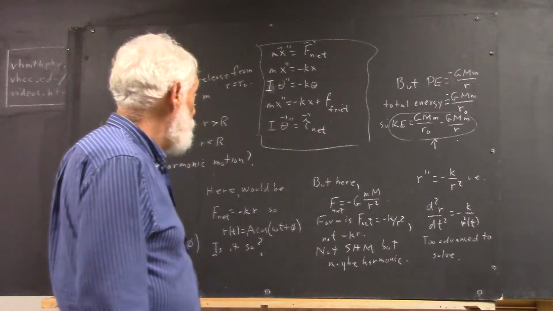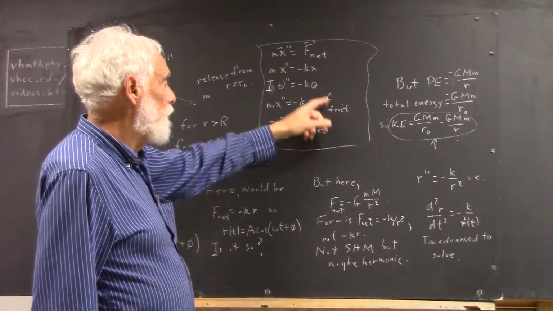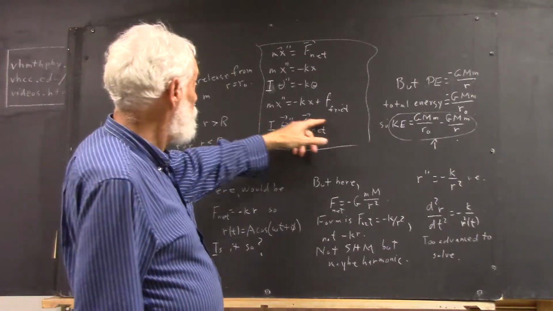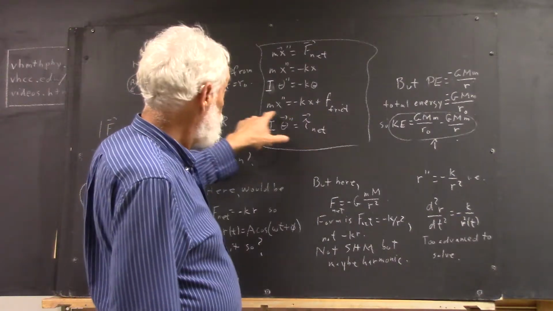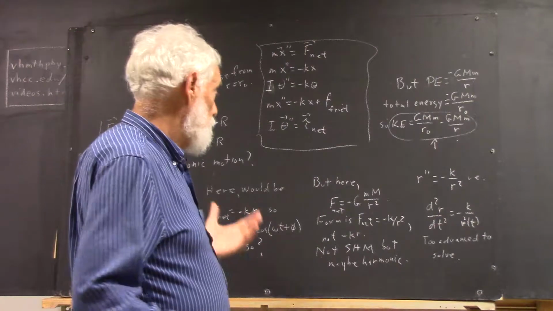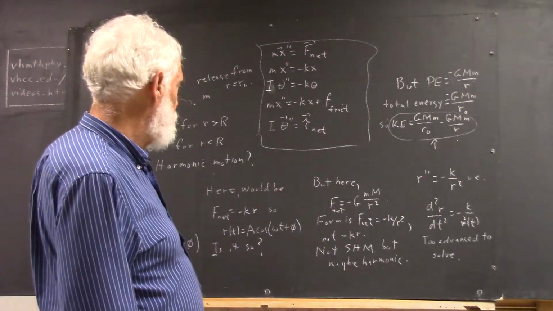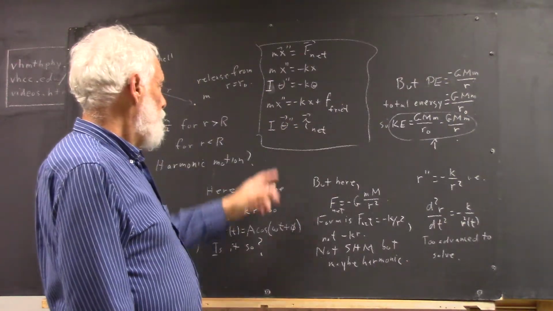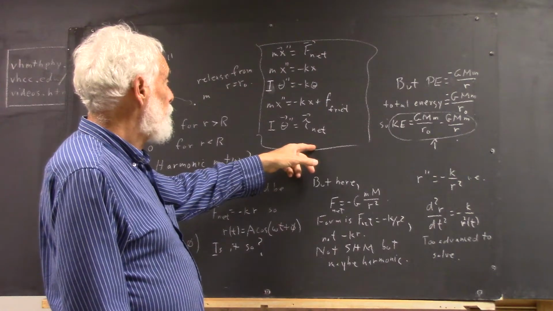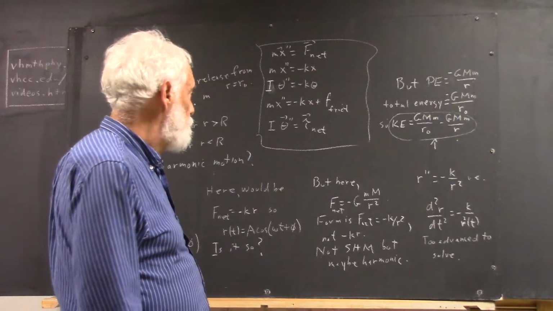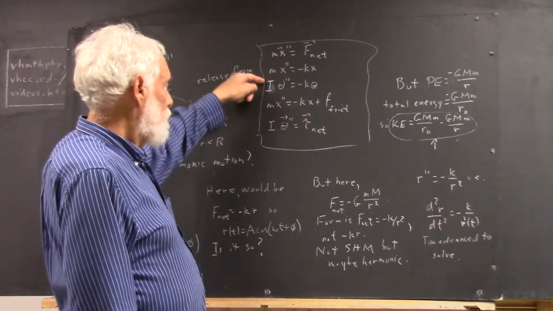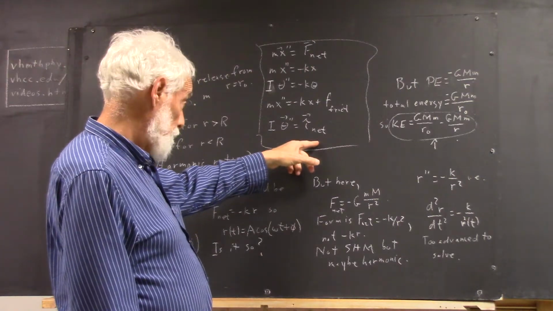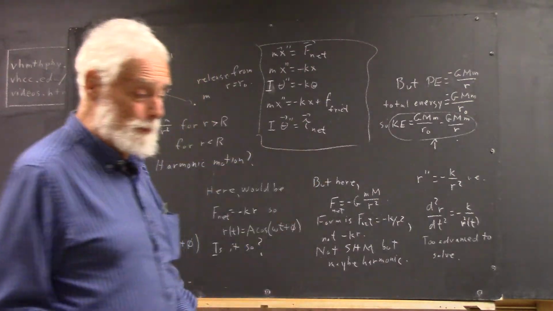You have mx double prime equals negative kx plus the force of friction. Well, if you have a constant force of friction, it turns out that this is a very easy equation to solve. You can solve this just with knowledge of first semester calculus, if you see how the solution comes about. We might or might not talk about that one. And then we have I theta double prime equals tau net, and that's very much like this equation. But tau net could be a more complex function. We might or might not be able to solve this equation.